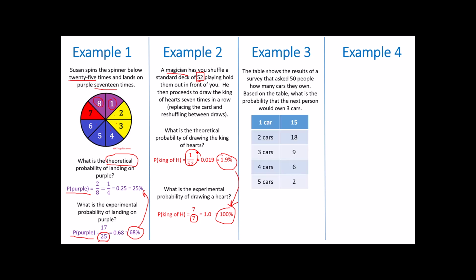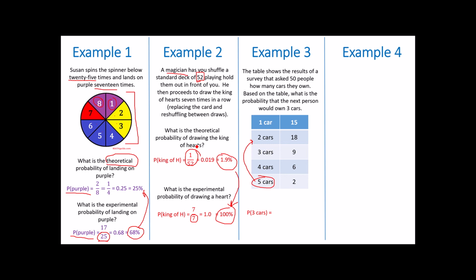The table below shows the results of a survey that asked 50 people how many cars they own. Based on the table, what is the probability that the next person you talk to would own 3 cars? Now, this is really interesting because buying cars is not a set of equally likely outcomes. You are not equally likely to own 5 cars as you are to own 2 cars. That doesn't make any sense at all. So a theoretical probability for this story is probably not possible. Instead, we can only look at the experimental probability.